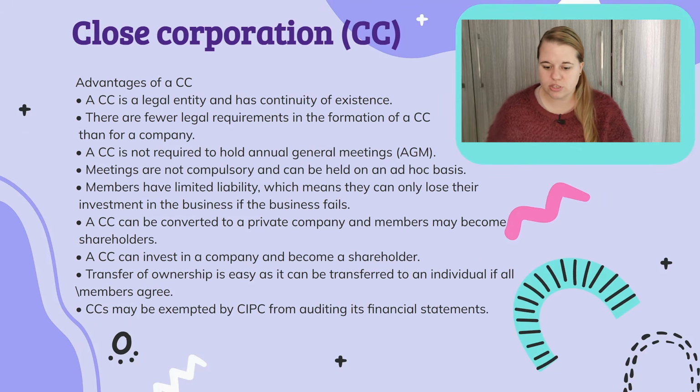The advantages. So a CC is a legal entity and it has continuity of existence, meaning if someone dies again or retires or resigns, the business can still continue to operate. There are fewer legal requirements than with a company, referring to a private, public, and so on. A CC is not required to hold an annual general meeting.